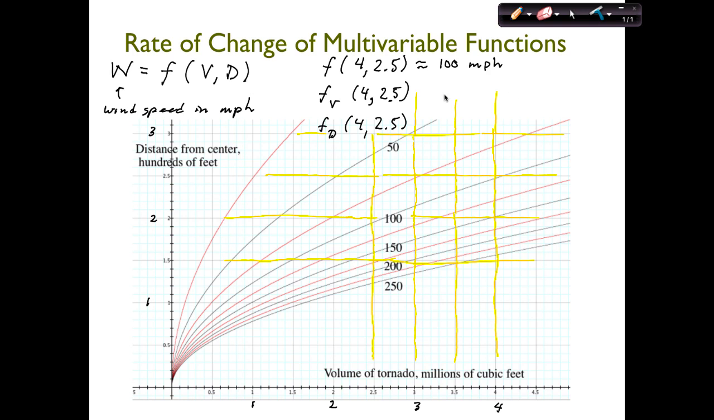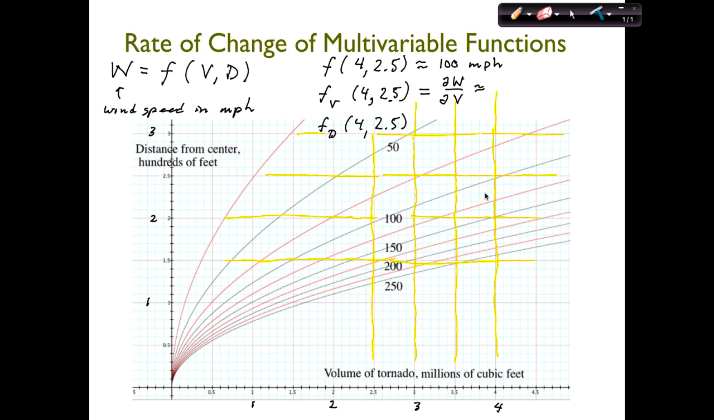Okay, what about the partial with respect to v? So what do we need? So we could say that that's del what? Del what? dw over dv. Good. All right. So that's exact. And then that helps us to form the estimate for the rate of change.